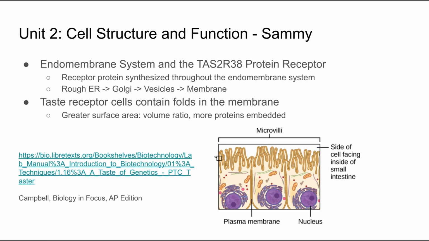The folds that these taste receptor cells have are also very important. As you can see in the bottom right picture, they are known as microvilli. Such folds increase the surface area to volume ratio, which allows more receptor proteins within the plasma membrane that improves the cell's ability to interact with its environment, like how it interacted with PTC in this lab.